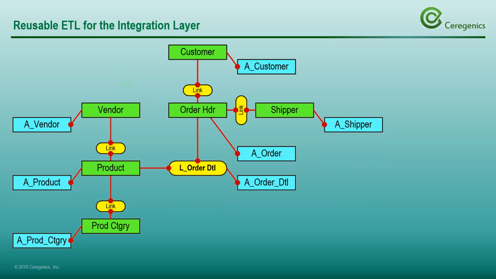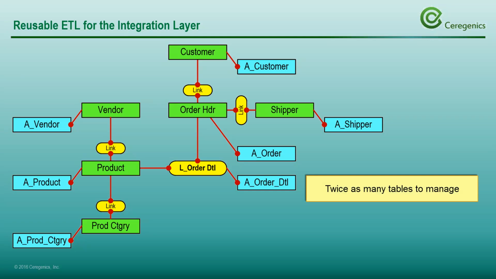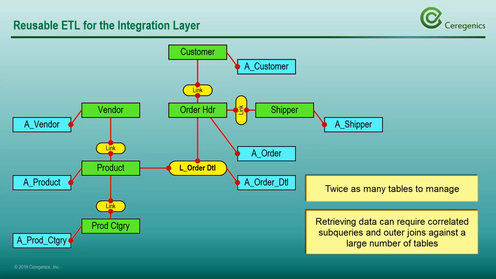The trade-off for all these advantages is the fact that hypernormalization can more than double the number of tables required to build the integration layer of a data warehouse. This higher number of tables unfortunately complicates our work when we must build SQL to retrieve data for our data marts or for our BI tools.